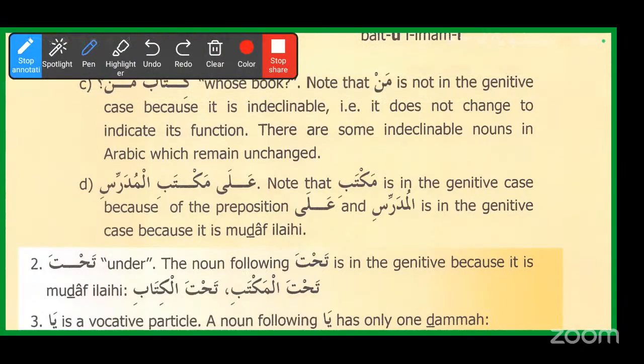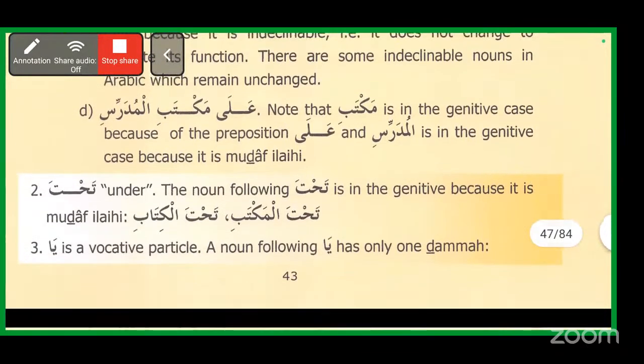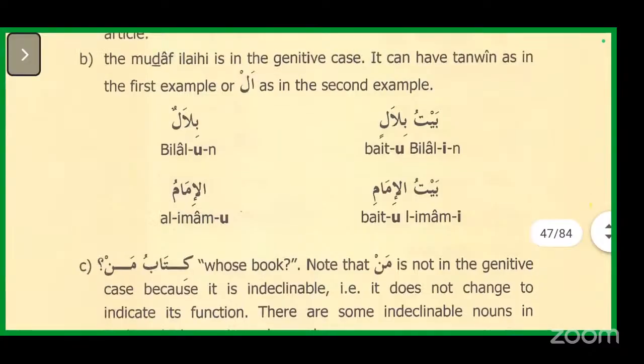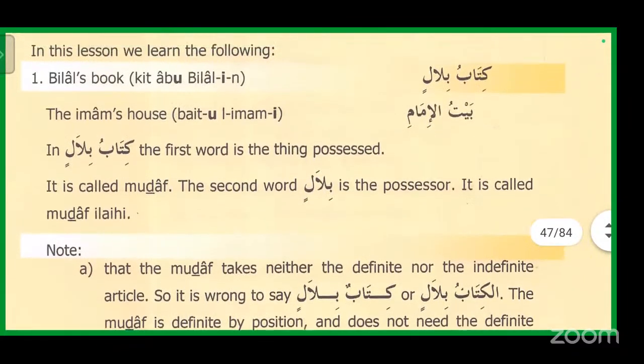Al-maktabi is in the genitive case because of ala, a harf jar. So this tarkib is jar majroor. Then maktabil mudarrisi has a kasra because of being a mudafun ilayh. Now, point number two. So this was all about point number one, which was about the mudaf and mudafun ilayh, Bilal's book.